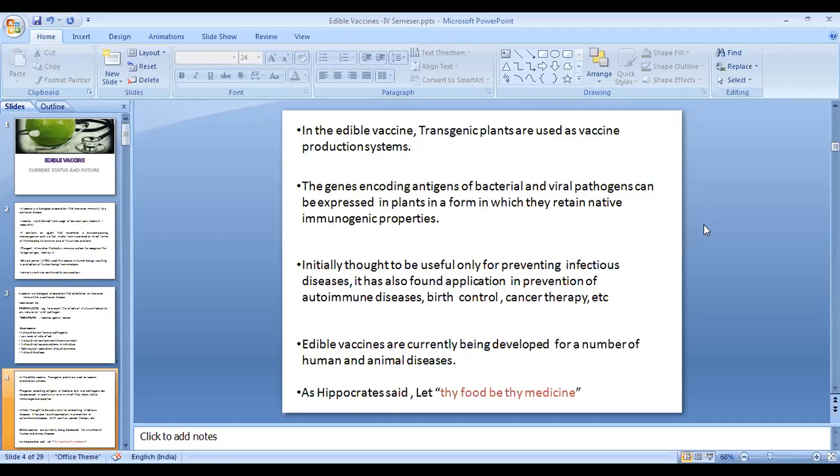Initially, this was thought to be useful for preventing infectious diseases, and it is also found to have application in the prevention of autoimmune diseases, in birth control and cancer therapy, etc. The edible vaccines are currently being developed for a number of diseases in humans and animals. The father of medicine, Hippocrates, said, "Let thy food be thy medicine." So, whatever food we eat should be the medicine for the disease which is going to be caused in human beings or in animals. According to this, edible vaccine production is coming into existence and playing a vital role.